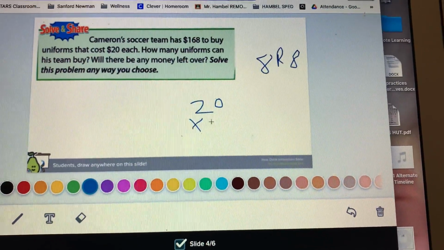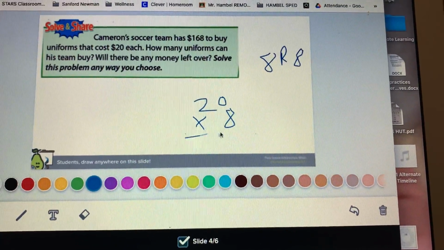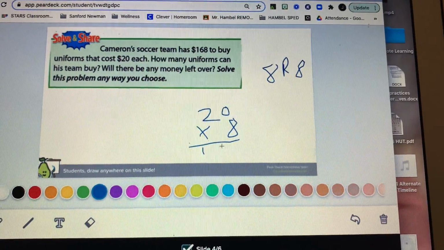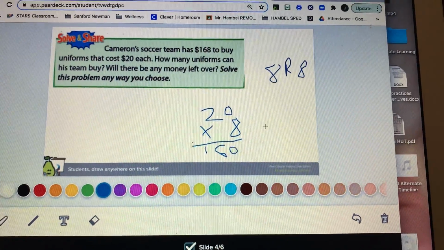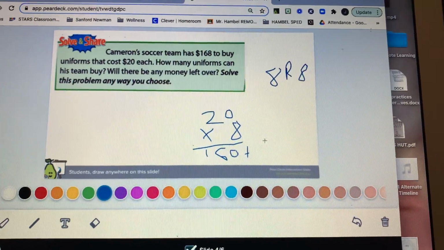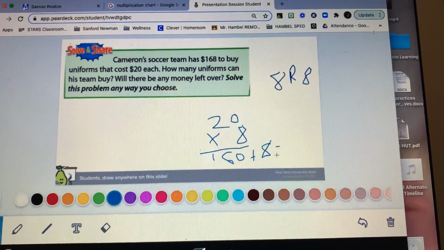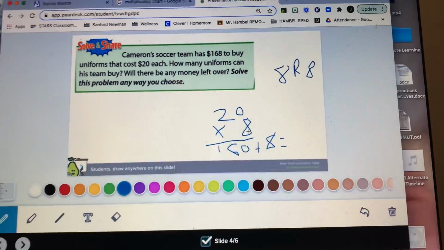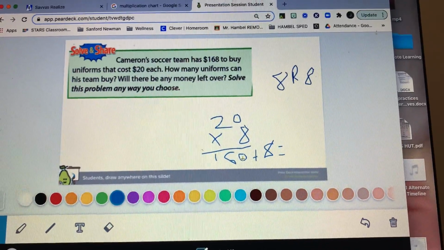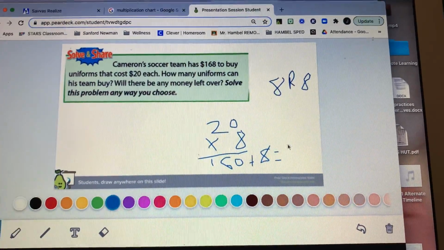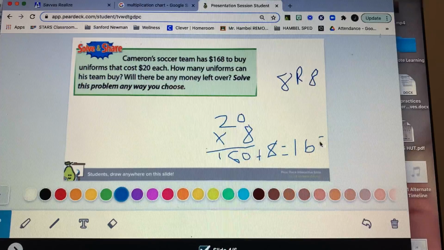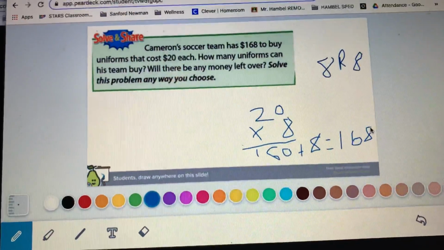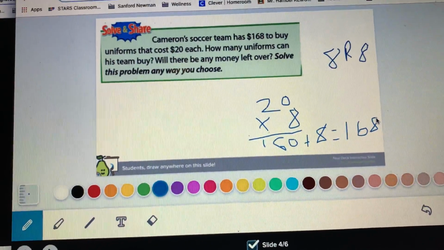If you want to double check your work, 8 times 20 is 160. And you add your remainder. Say, for example, if you want to think of it as a word problem, say you return the uniforms. So 8 times 20, they're going to give you back $160. And you have to add the $8 you originally had. So it's 168. Remember, multiplication and division work hand in hand. Multiplication is always a good way to go back and double check your answer.